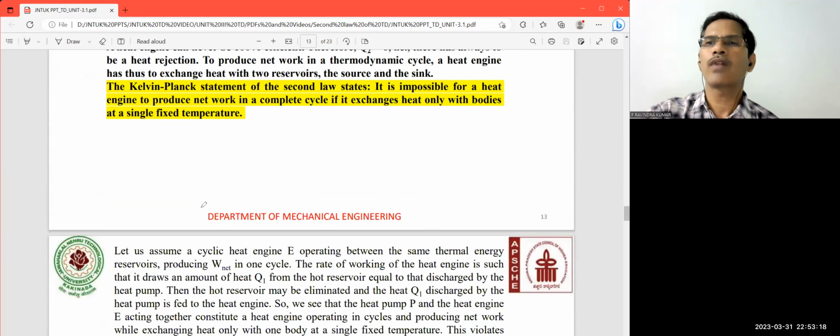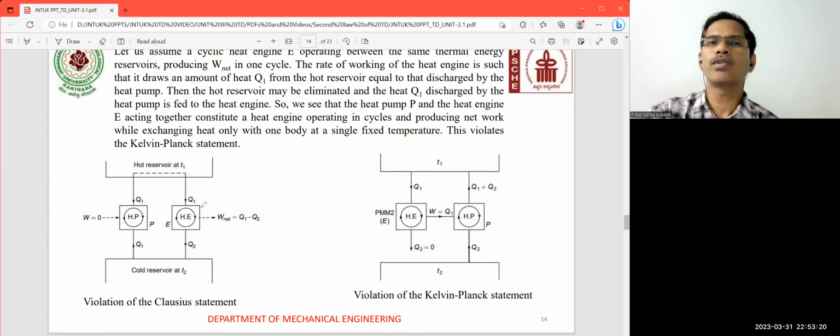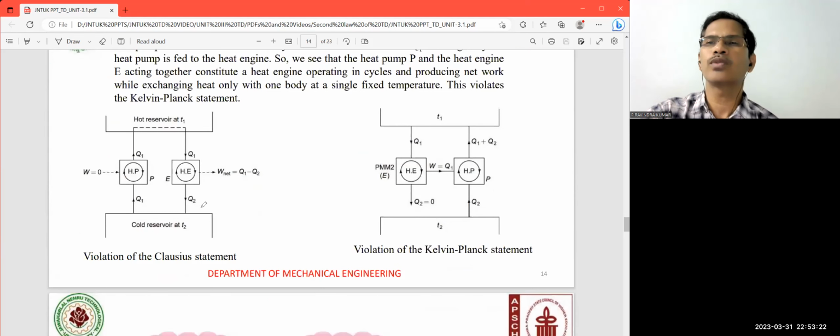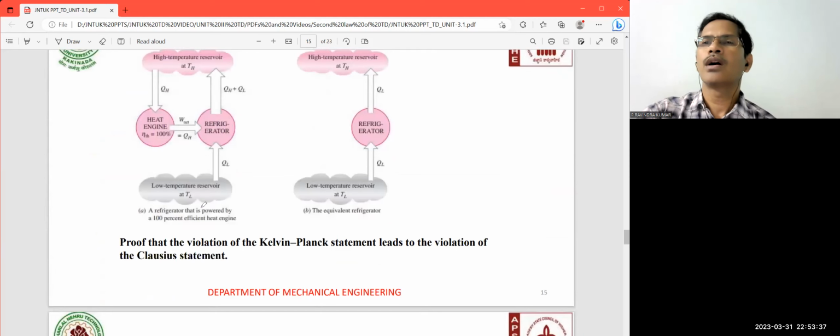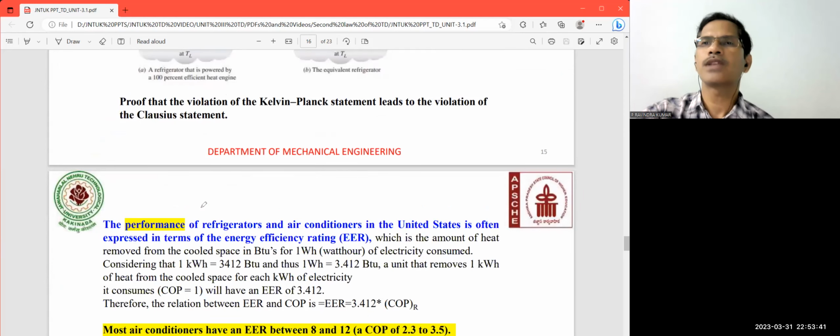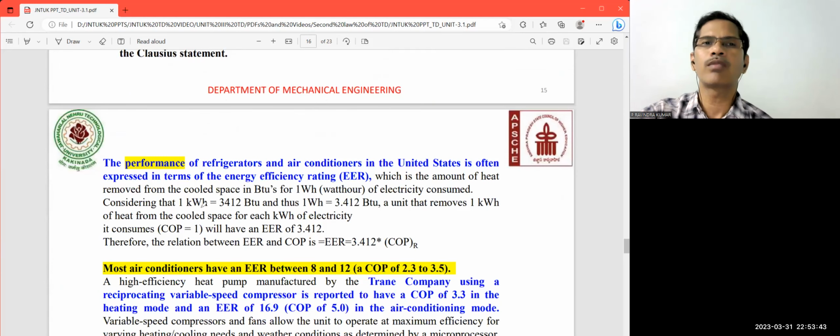So this is also one of the diagrammatic sketches you need to draw, and finally you have to prove that a violation of one statement leads to the violation of the other statement. So if you can prove that the violation of the Kelvin Planck statement is going to lead to the violation of the Clausius statement, this is how you prove that the Kelvin Planck and Clausius statements are parallel statements connected to the second law of thermodynamics.